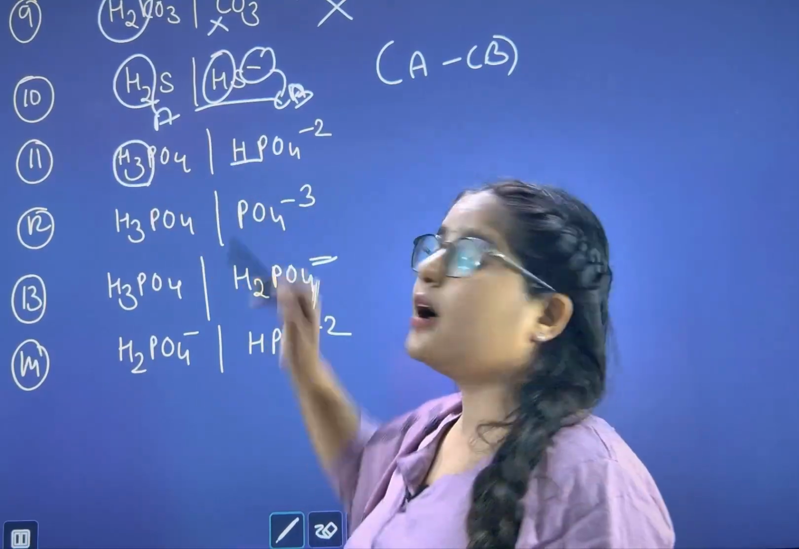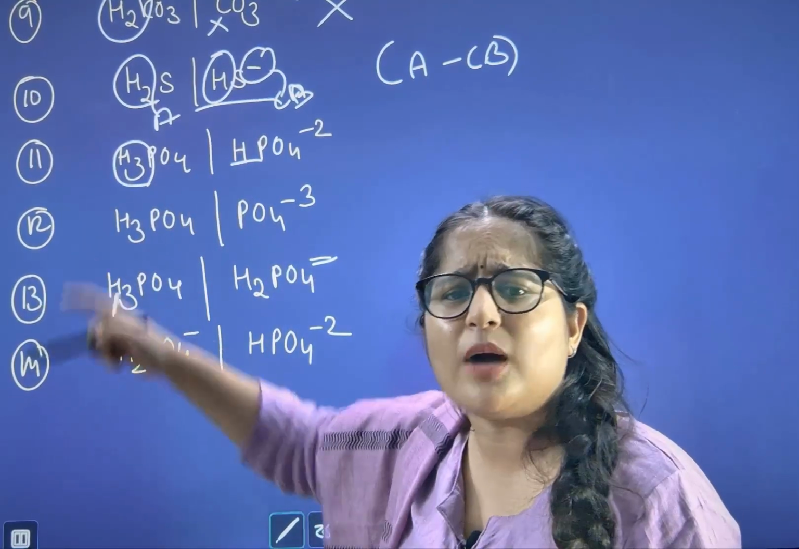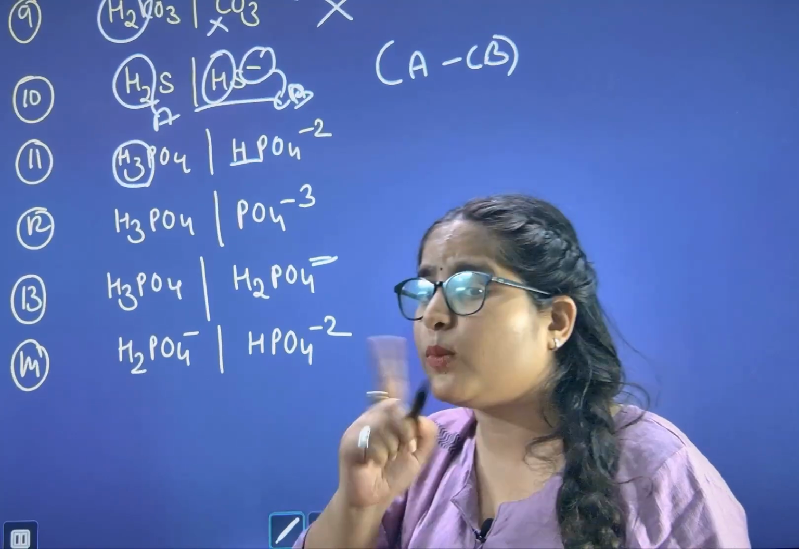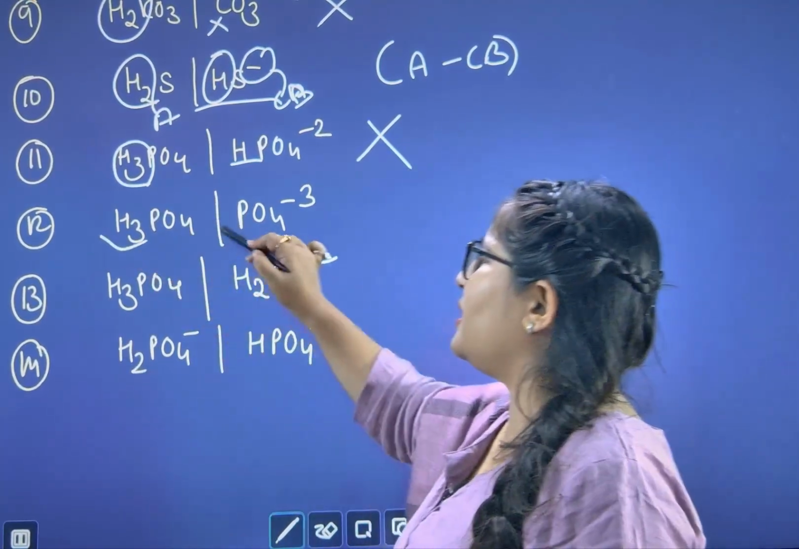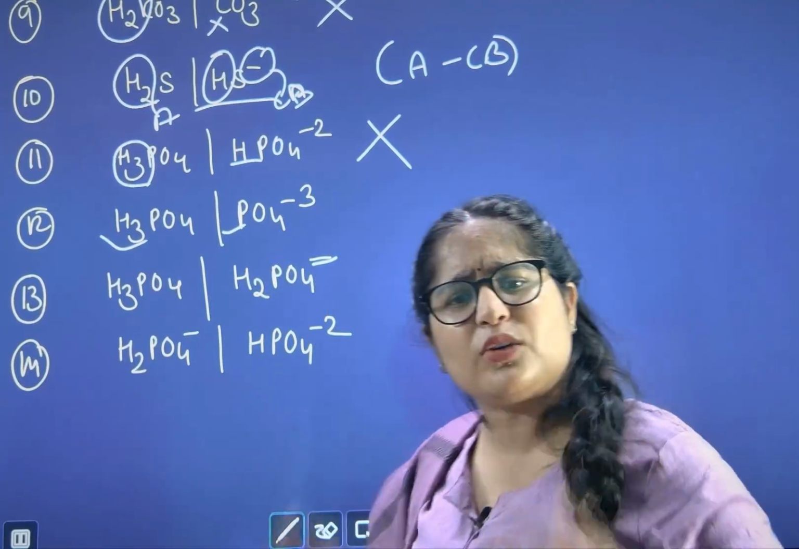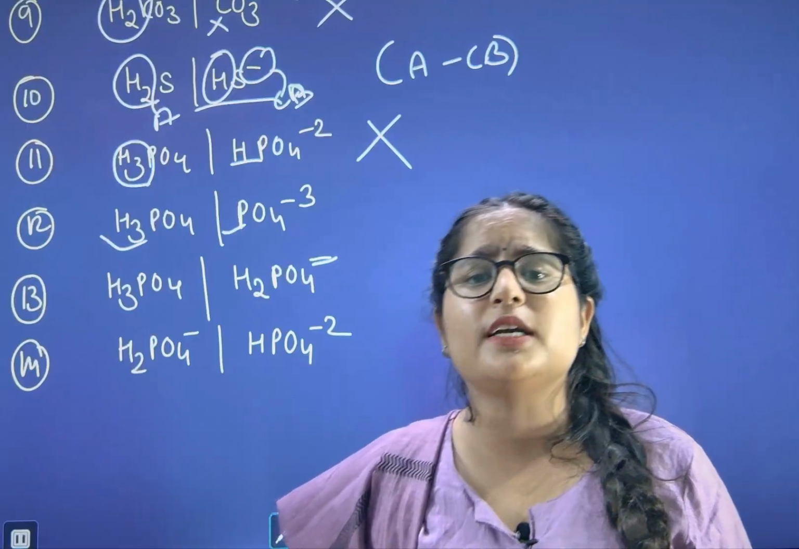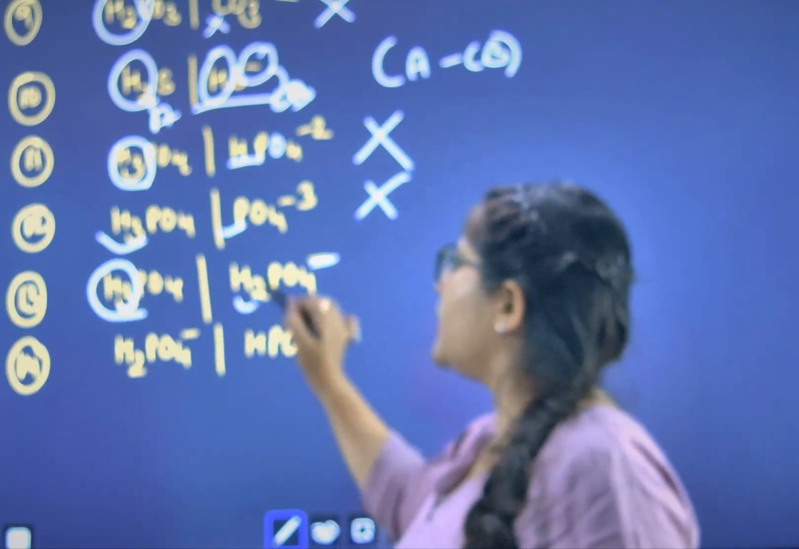H3. H. How many hydrogen difference? 2 hydrogen difference. I have told you, na. It is the worst option. Hydrogen should be only 1 hydrogen difference, right? Worst option. Move to the next. H3PO4. Very bad. Very worst option. 3 hydrogen difference. 1 hydrogen difference only, right? Just waste of time.